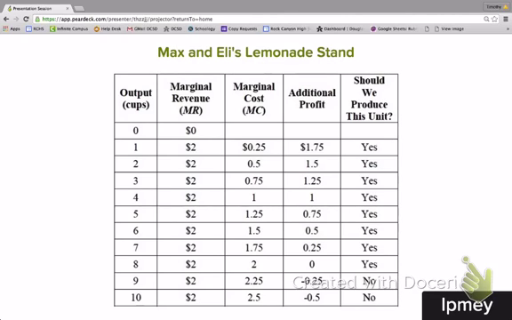For units 9 and 10, profits fall because marginal revenue is less than marginal cost. These units should not be produced. Therefore, production should stop at the 8th unit, where marginal revenue equals marginal cost. And this is the optimal output rule, or the profit maximizing rule, and it's one of the cornerstone results in microeconomics. It's a rule that you must know, and you will see it used in every type of market structure to maximize profit.